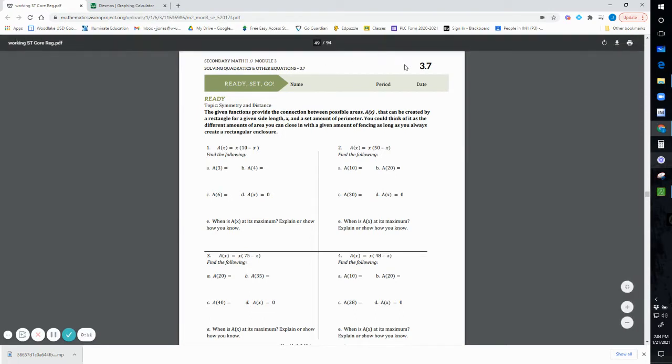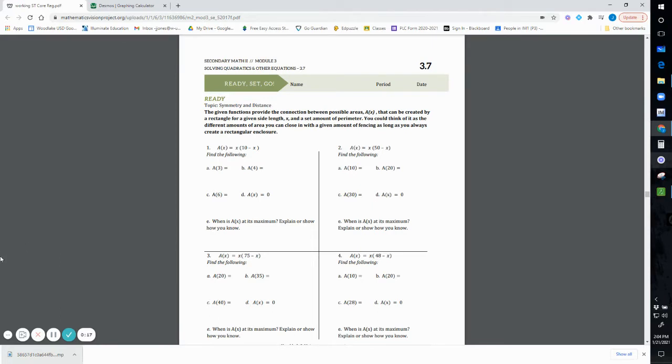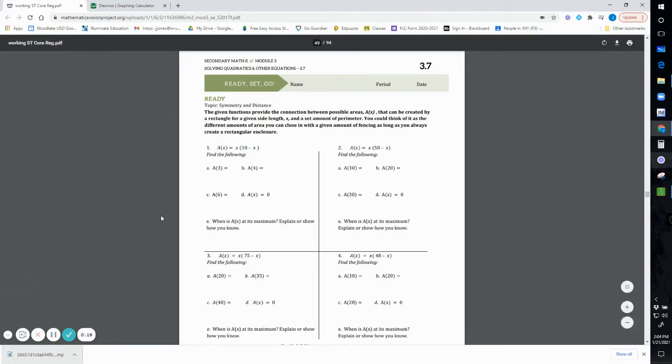We're going to do Ready, Set, Go 3.7. So we just did task 3.7. It was a practice task. So now we're going to do some more practice. Here we go. I'm going to read the directions and then we'll kind of talk about it.